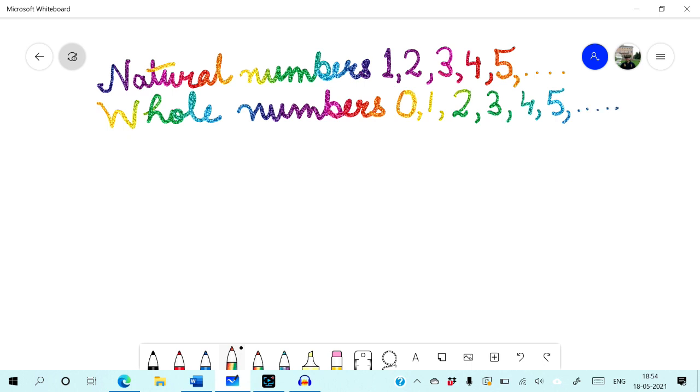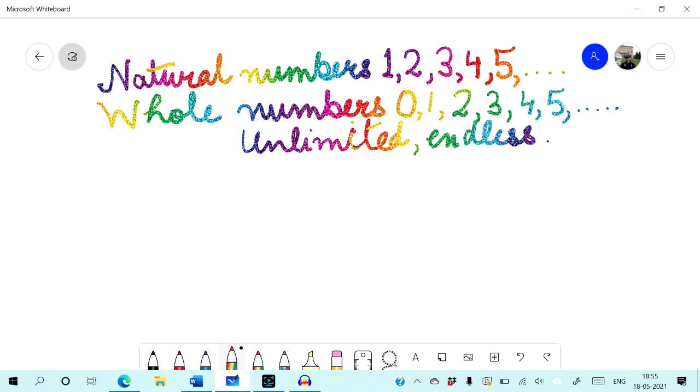Whole numbers as well as natural numbers are unlimited. It means they will go on. They will go on and on and on. And they are endless. Or we can also call them infinite. They will never finish. So whole numbers, they start from 0 and natural numbers, they start from 1.